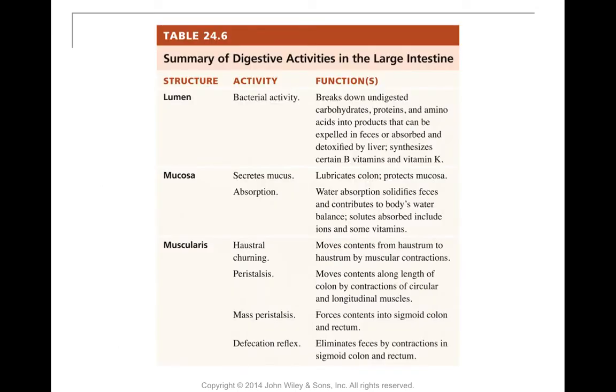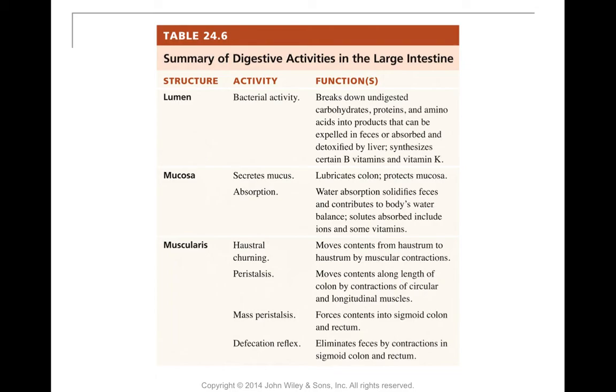So just to summarize what happens in the large intestines. Inside the lumen we have bacteria that are going to be found here. The bacteria are going to assist us in digestion by breaking down undigested carbs, proteins, amino acids into different products that can either be absorbed and detoxed by the liver or expelled in the feces. It also synthesizes specialized vitamins, right? B vitamins and vitamin K. So certain things that we can't create ourselves and would have to take exogenously otherwise.